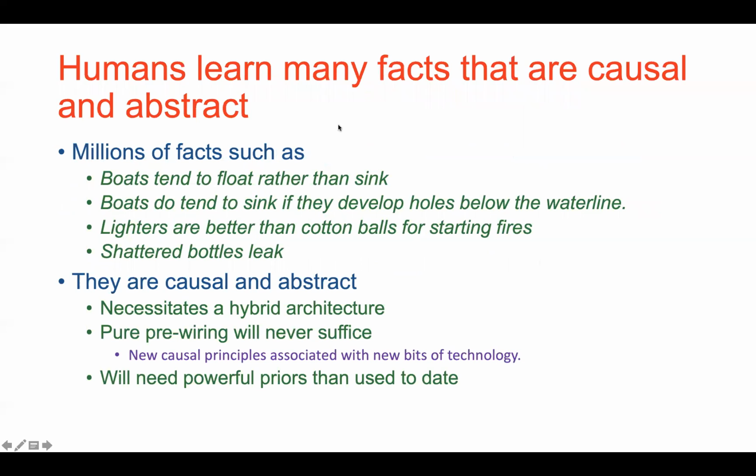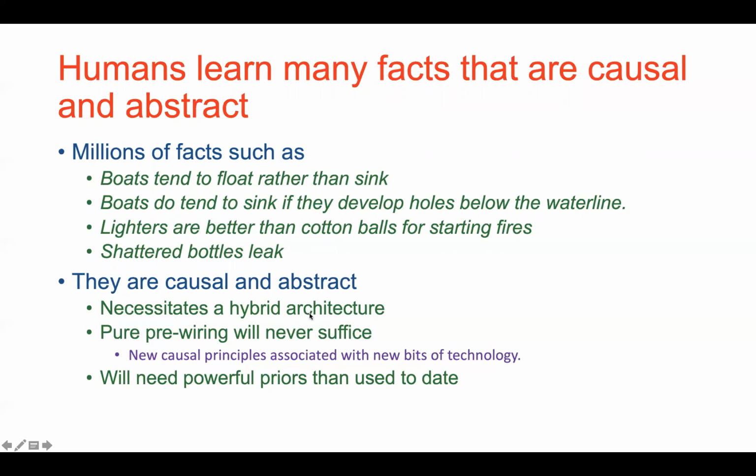Humans learn many facts that are causal and abstract. We learn millions of facts such as boats tend to float rather than sink. Boats do tend to sink if they develop holes below the waterline. Lighters are better than cotton balls for starting fires. Okay, some bizarre piece of knowledge. Shattered bottles leak. They are causal and abstract.